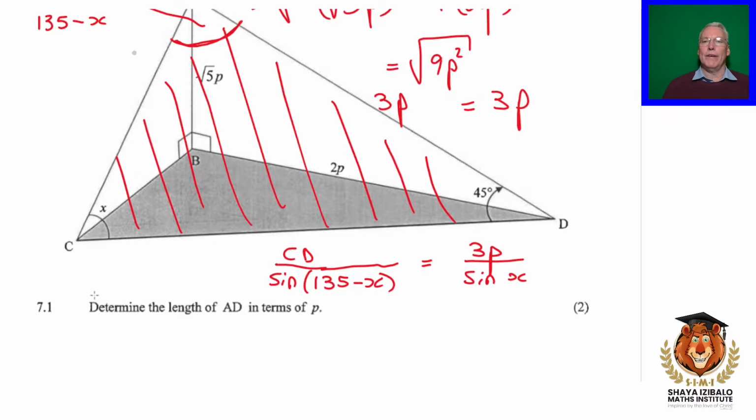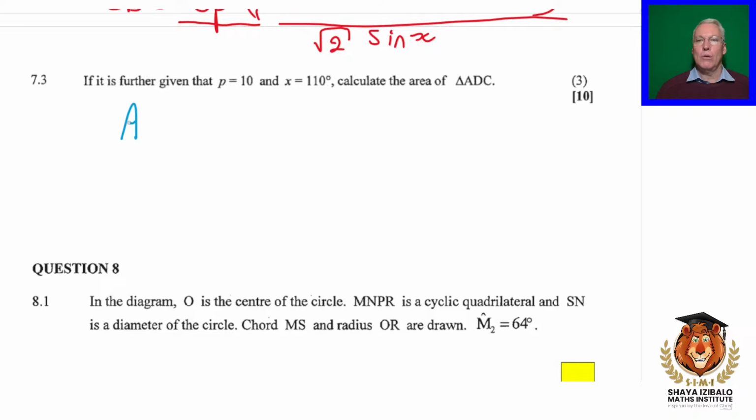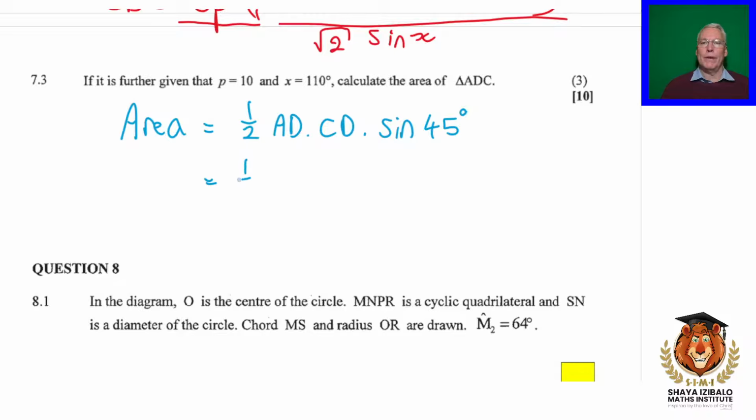Now ADC is the same front triangle, but remember we now know CD and we know AD and we know the size of this angle. So we can use our area formula. We're going to say area is half AD times CD times the sine of 45 degrees. All right, AD, remember, AD is 3P, so it's going to be 30, 3 times 10.